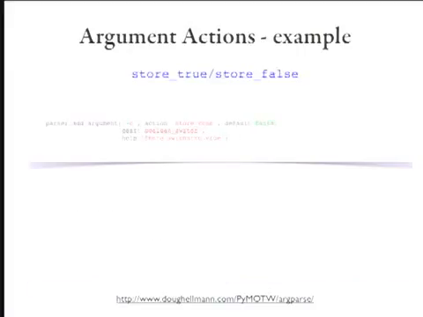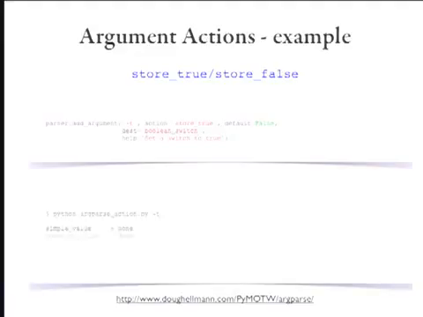Okay, so store true, store false. These are just Boolean switches. Here we see we can give it a default value if we want. So here the default is false. So if we set this flag -t, then it will change this Boolean value to true. So you see the Boolean switch is now being printed out as true.